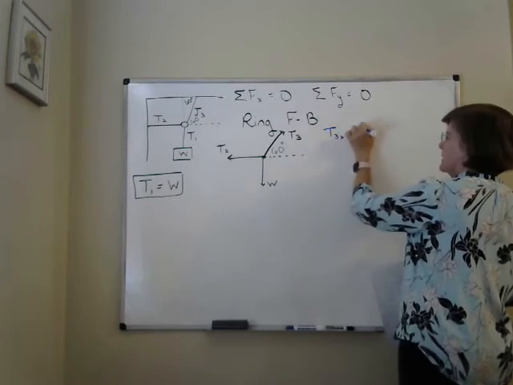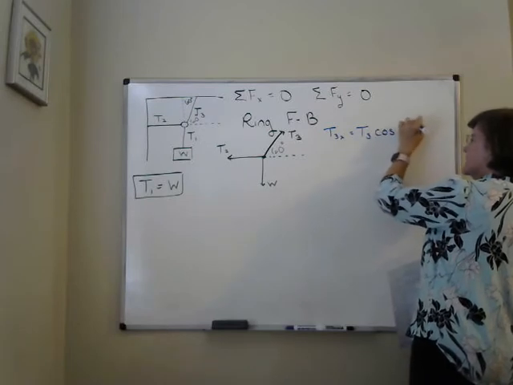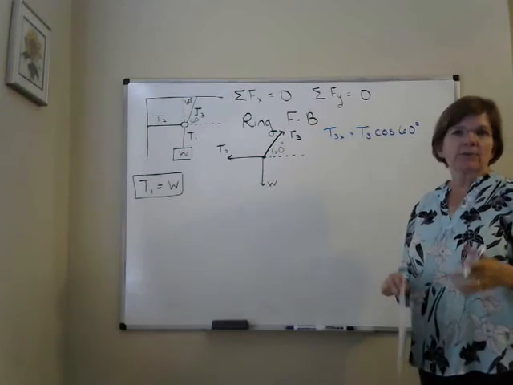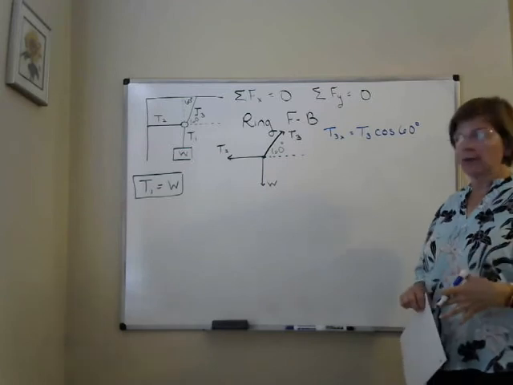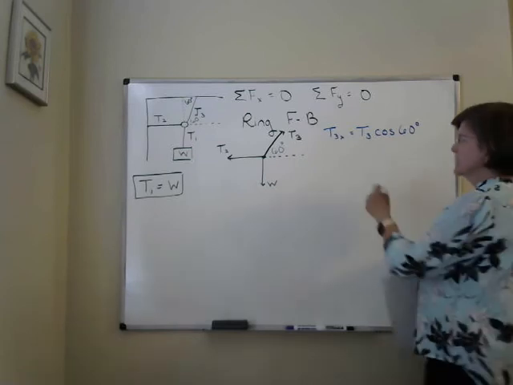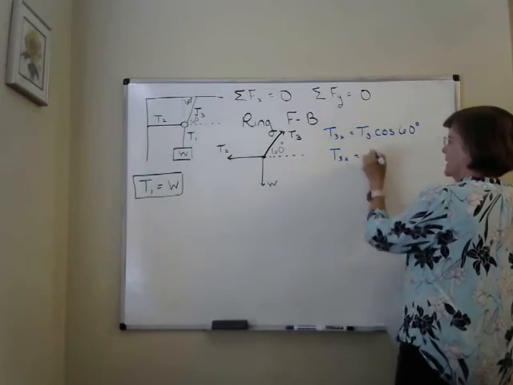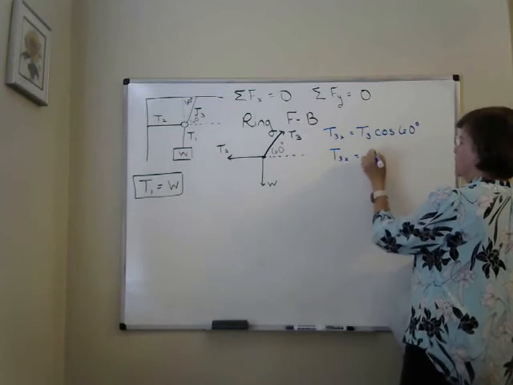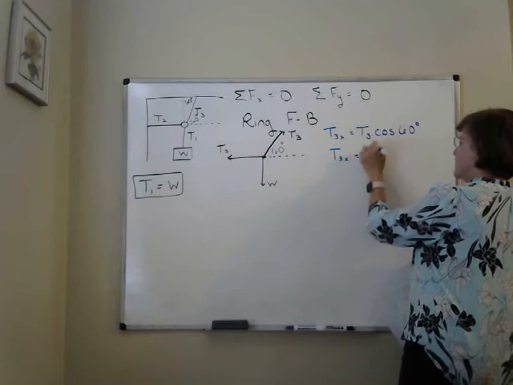T3x is T3 cosine 60 degrees. Well, if you remember your special angles from geometry, or from trigonometry really, cosine 60 comes out to be exactly 1/2. So T3x is simply T3 over 2, or 1/2 T3, however you want to say it. I'm going to put T3 over 2.